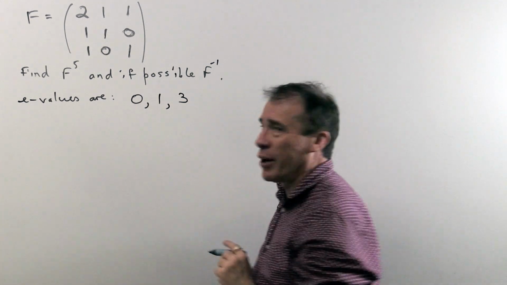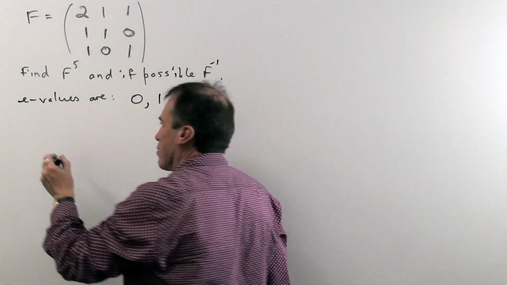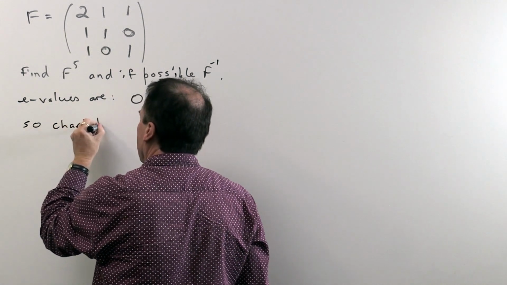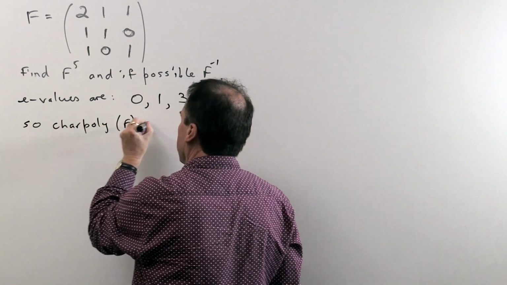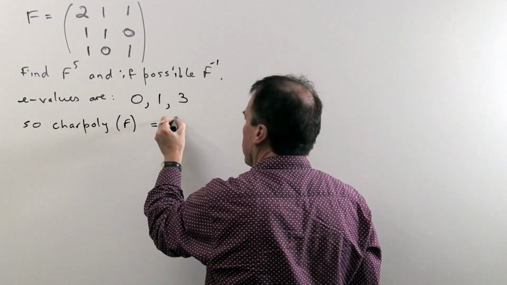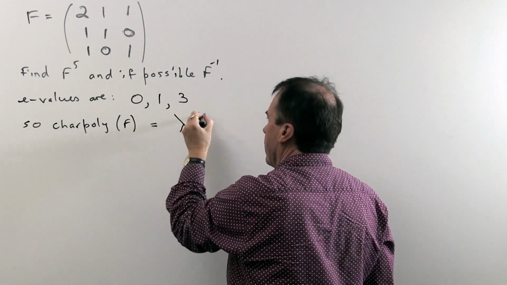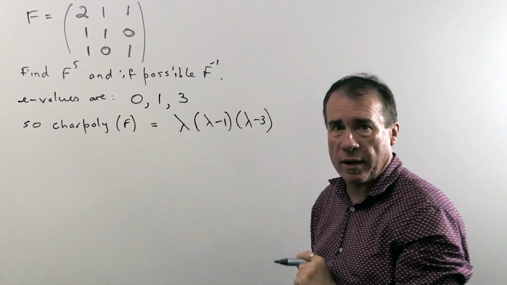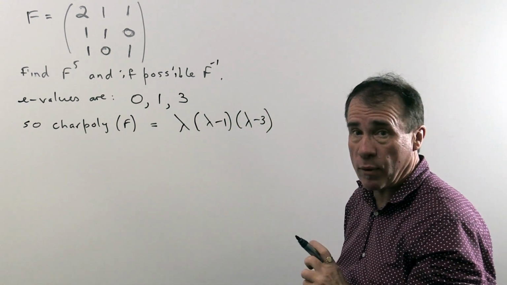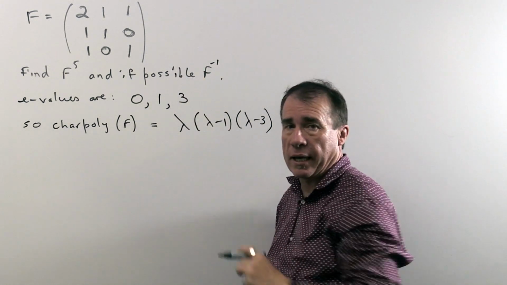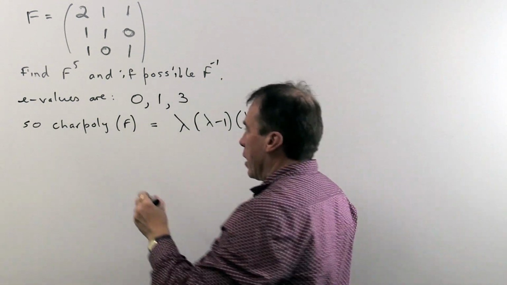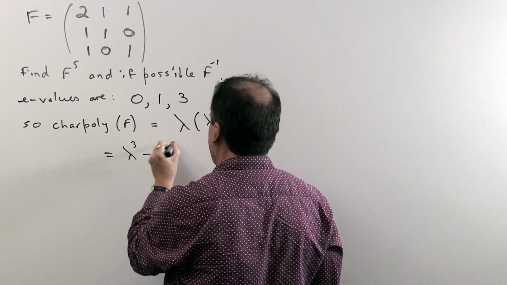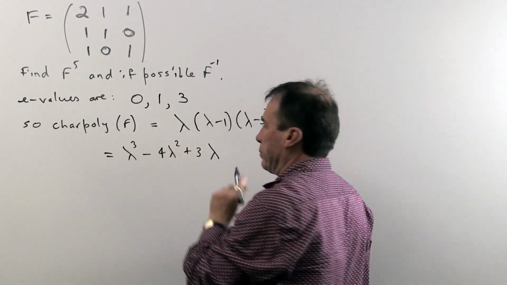So once I know the eigenvalues, they're the roots of the characteristic polynomial. So I can write down the characteristic polynomial without doing the determinant expansion. It's got to have roots lambda, lambda minus 1 and lambda minus 3. So there's the characteristic polynomial fairly easily, in the case where you can easily guess the eigenvalues. Now I'm going to expand this out, so this is lambda cubed minus 4 lambda squared plus 3 lambda.